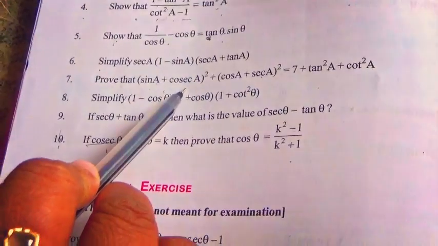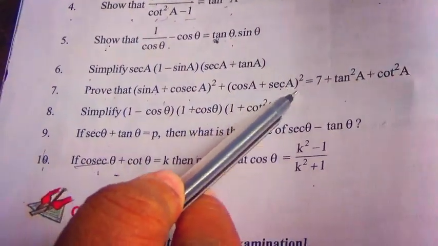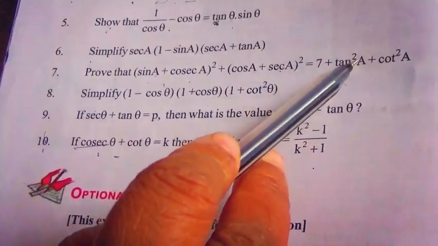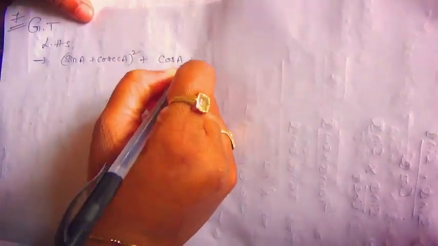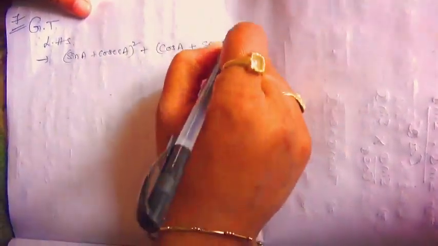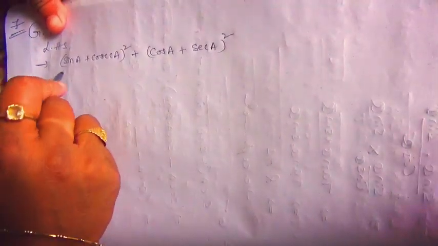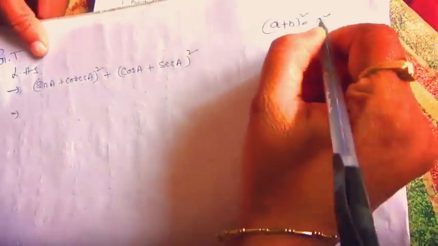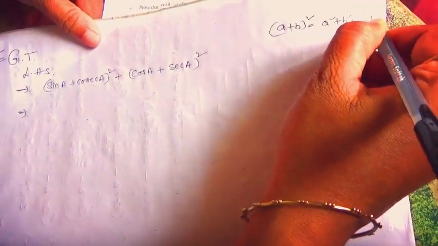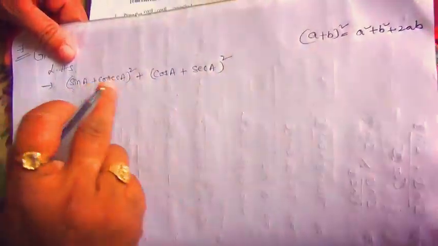Sin a plus cosecant a whole square plus cos a plus secant a whole square is equal to 7 plus tan square a plus cot square a. We have to prove this LHS is equal to RHS. So LHS is sin a plus cosecant a whole square plus cos a plus secant a whole square. Here, a plus b whole square is a square plus b square plus 2ab. By using this formula I am expanding this.